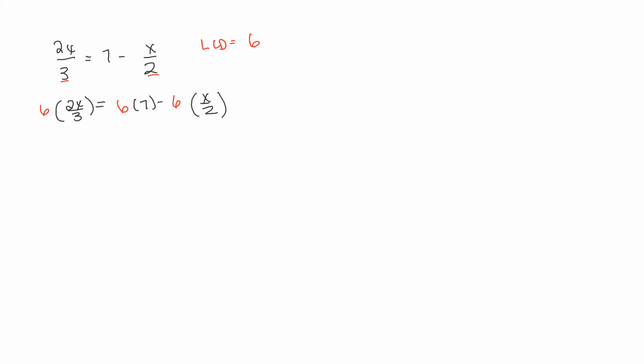And just like we did in the previous example, we're going to simplify each term. The first term, the 3 in the denominator divides into the 6 twice, and I get 2 times 2x, which is 4x. 6 times 7 is just flat out 42. And then for the last term, the 2 in the denominator divides into the 6 3 times, leaving me with a minus 3x.